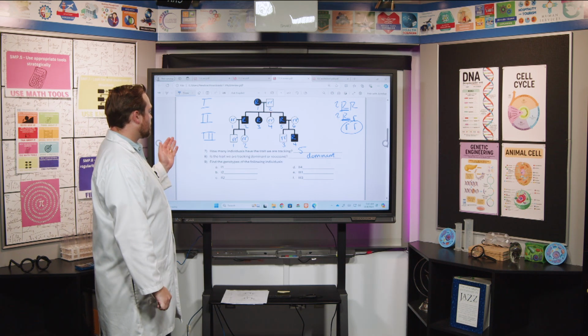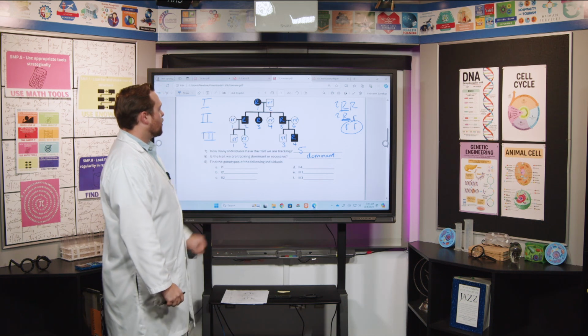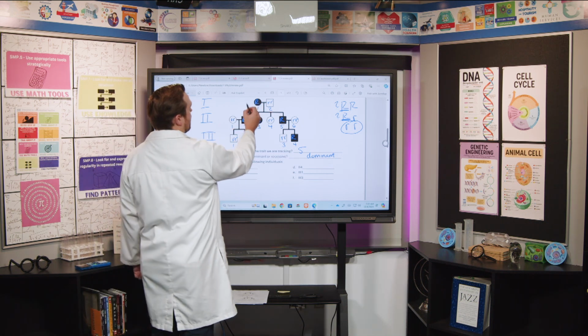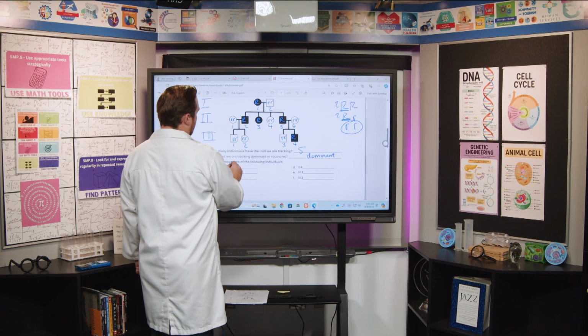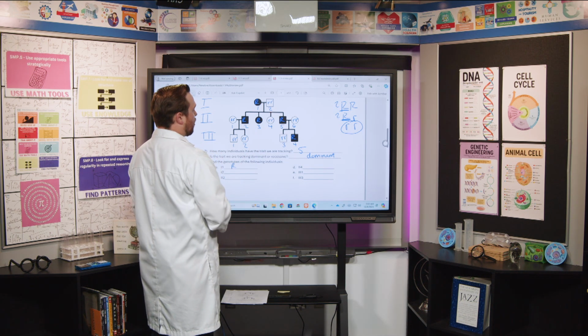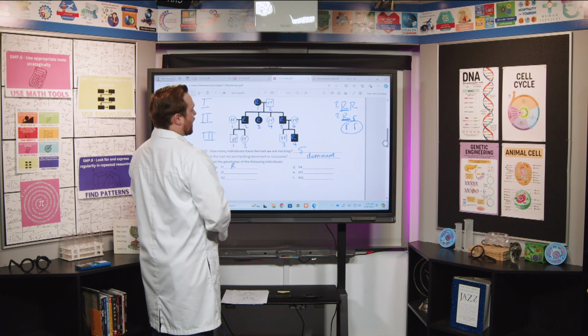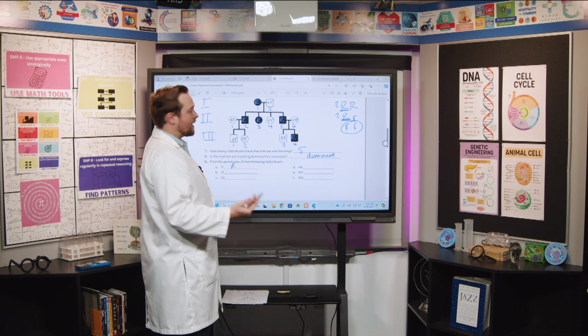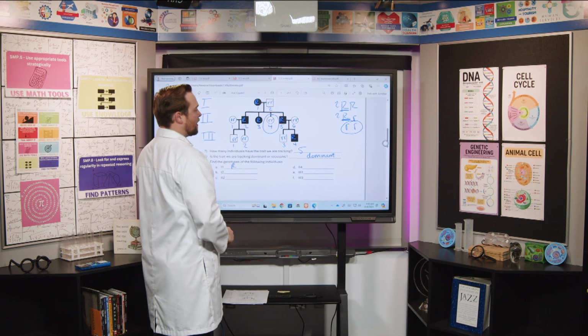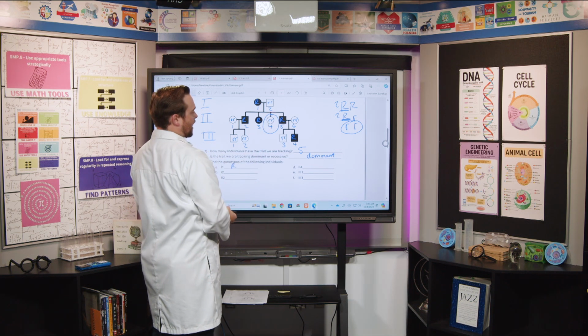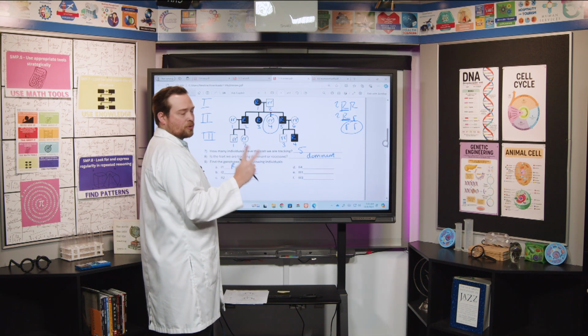All right, so the first one here says 1-1, okay? So what's the genotype of this individual right here? Well, they have the trait, so we know that they have at least one capital R. What is that other letter? Well, let's look at their offspring and see if we can get a hint there. And specifically, this is the telling one, right? Because this one is homozygous recessive, they've got two little r's.